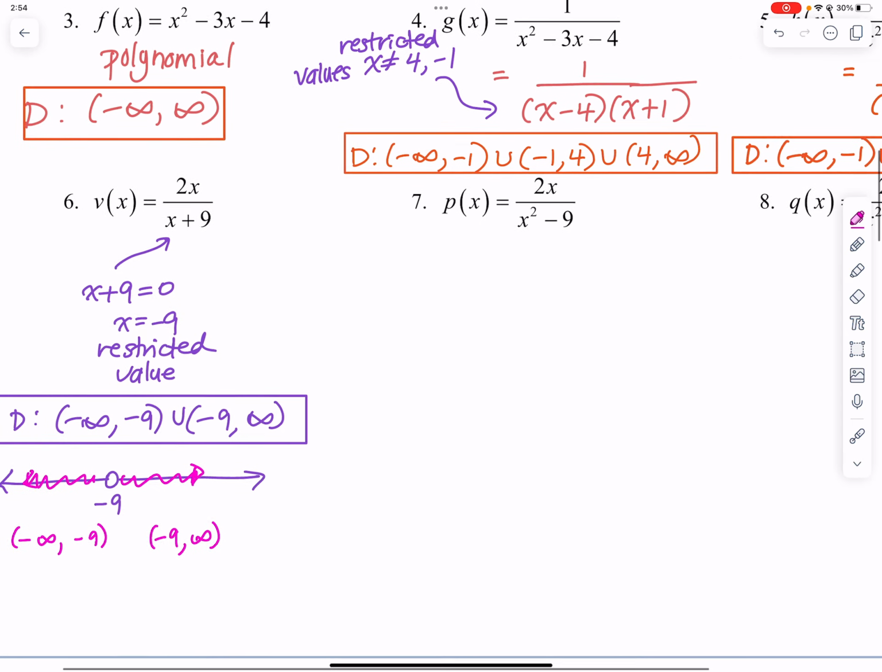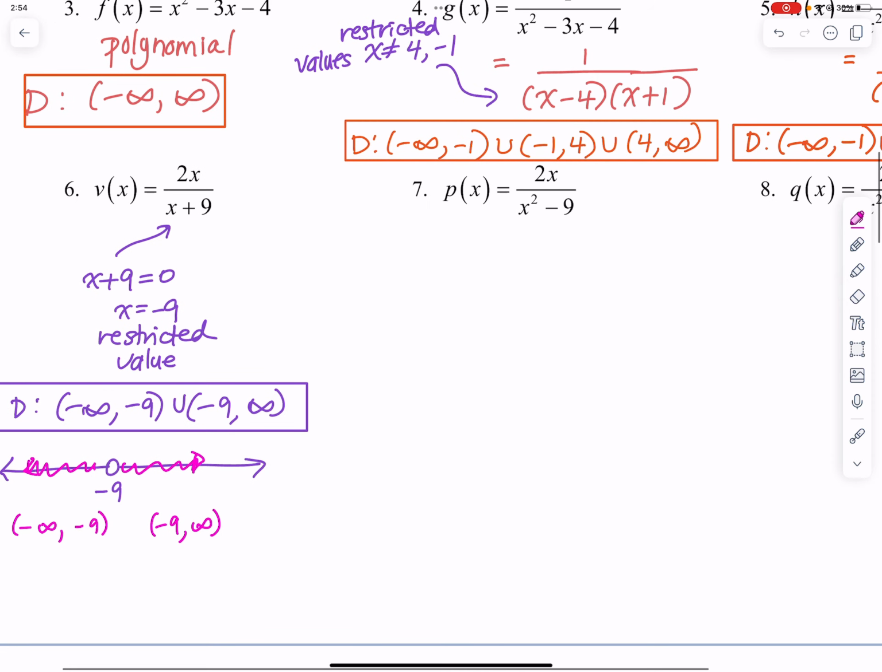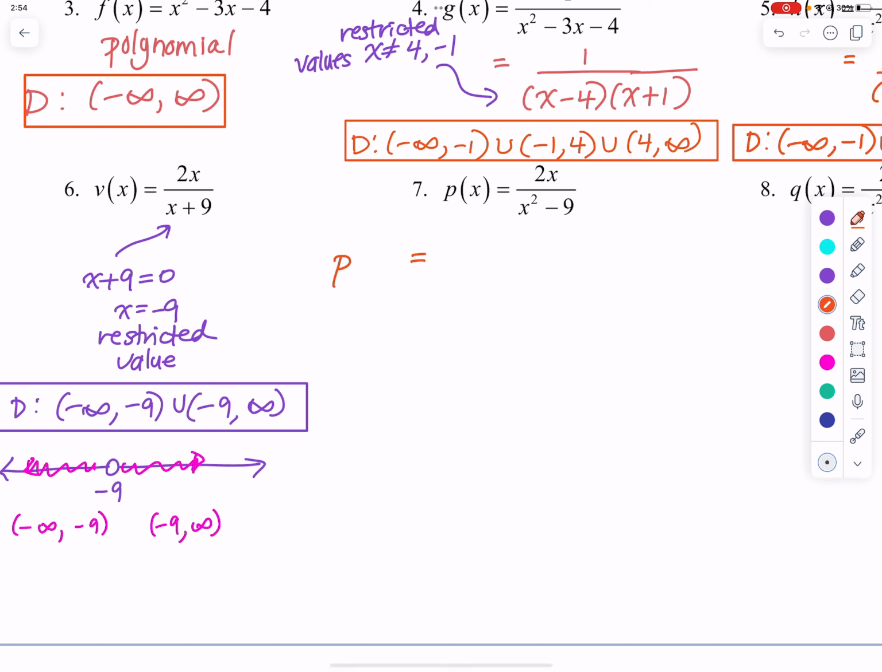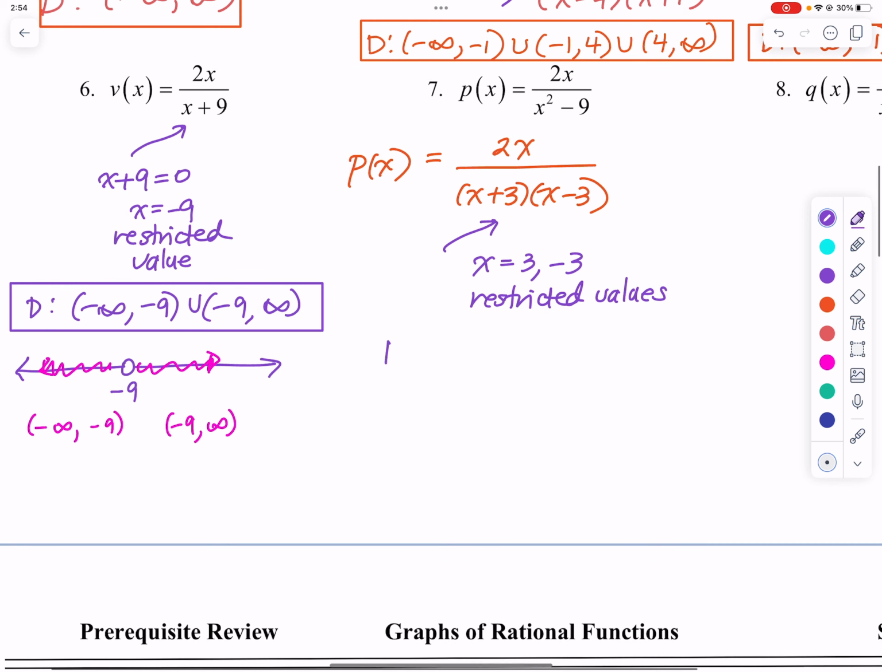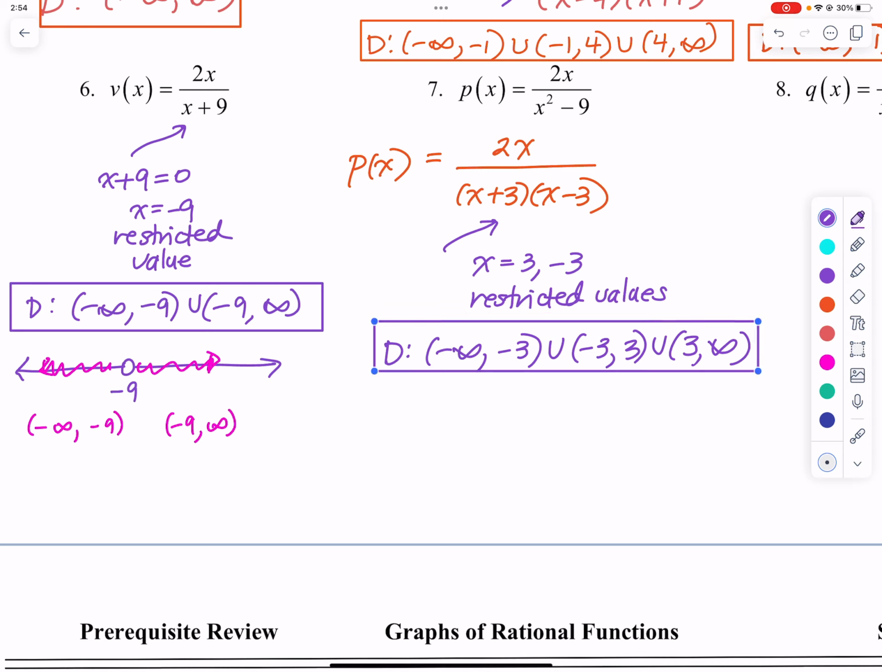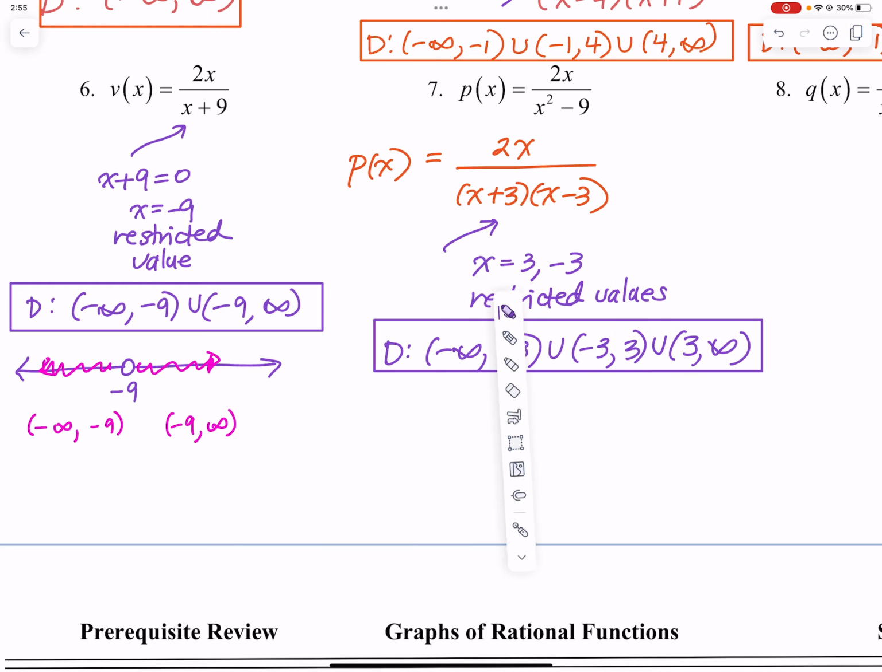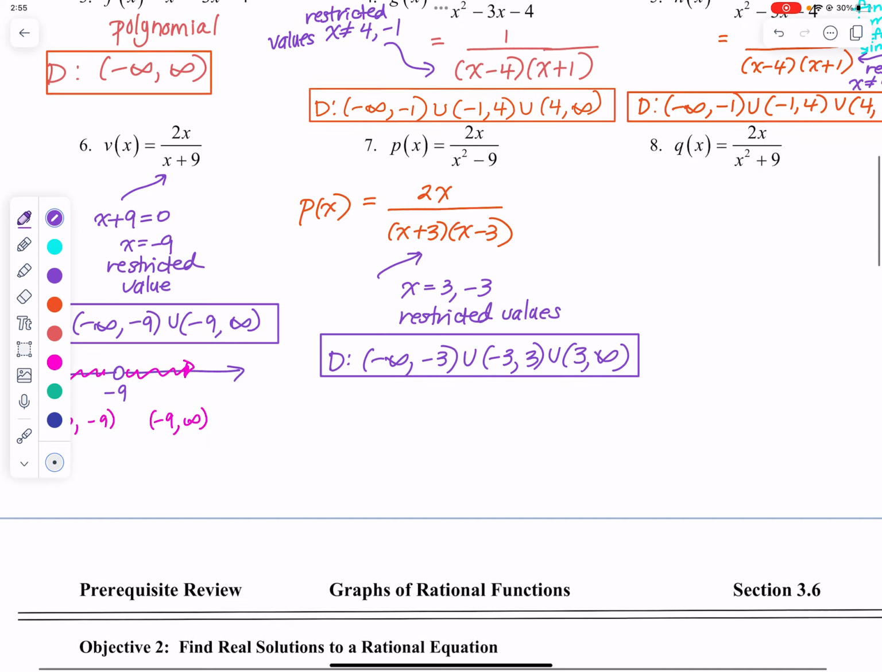Okay, let's take a look at number 7. Here we can write p of x as 2x divided by x plus 3 multiplied by x minus 3. As you can see, x equal to 3 and negative 3 are restricted values. So our domain is going to be negative infinity to negative 3, union with negative 3 to 3, and then union with 3 to infinity. So we cannot include those restricted values in the domain.